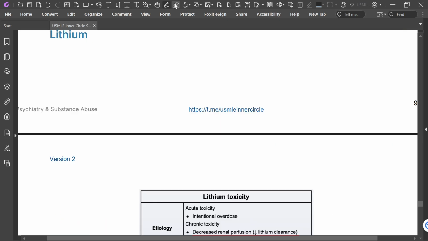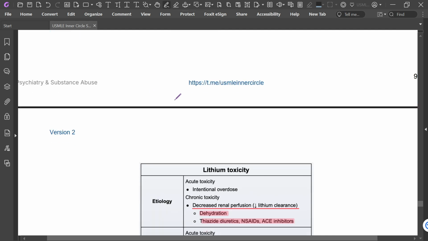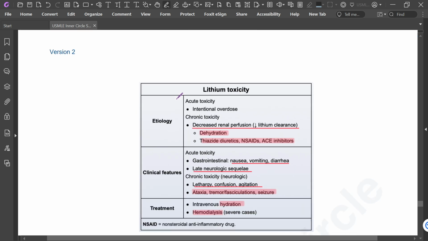Okay, now our next topic is lithium toxicity. Lithium, the mnemonic says it all. Lithium: low thyroid, unwanted movement, and insipidus, there may be diabetes insipidus.